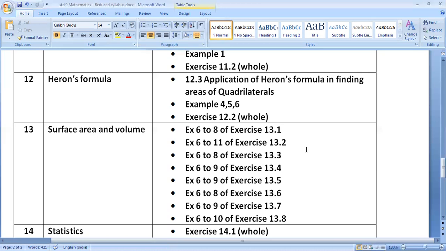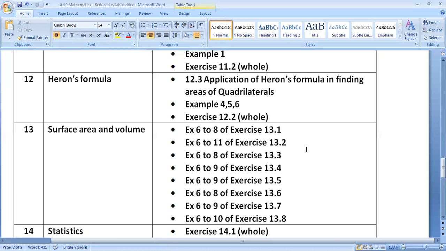222. It's a very nice number, page number 222. 13.5, surface area of sphere. Formula is given on 223, surface area of sphere 4 pi r square. 224 page number, curved surface area of hemisphere 2 pi r square. Total surface area of hemisphere 3 pi r square. And on the same page 224, examples 7, 8, 9 and 10 are also included.